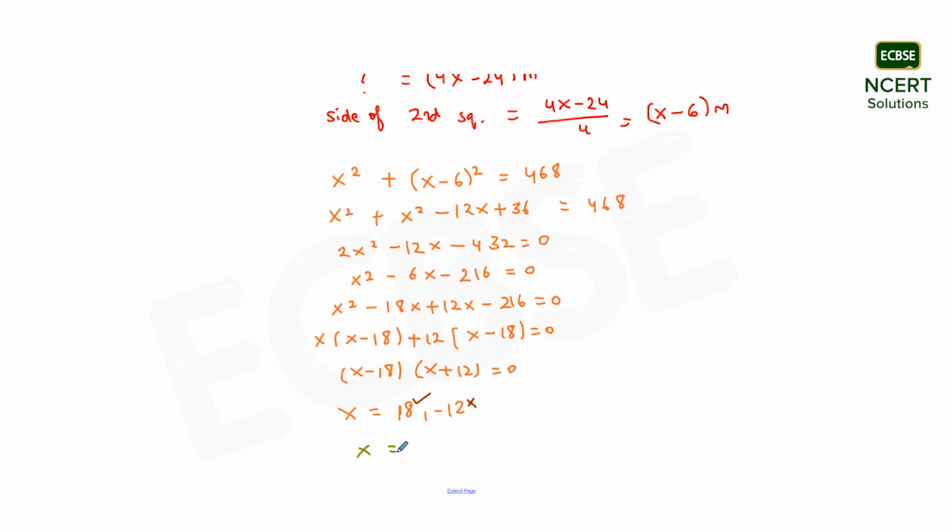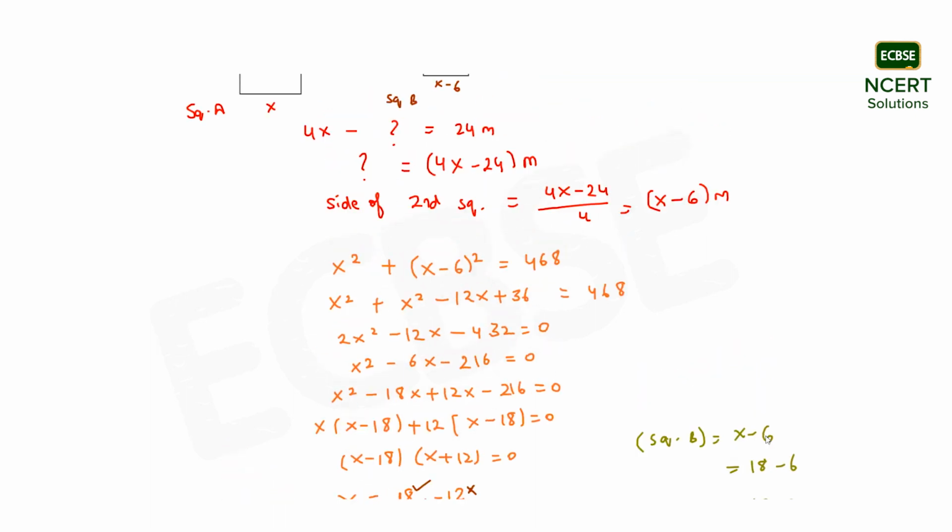This means the side of square A is 18 meter. And what about square B, which we have assumed? Its side will be x minus 6, and if we subtract 6 from 18, it comes out to be 12 meter. So we have obtained the sides of each square: the first square has a side of 18 meter and the second square has each side equal to 12 meter.